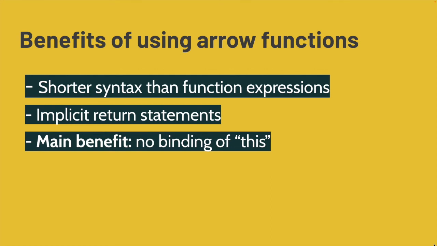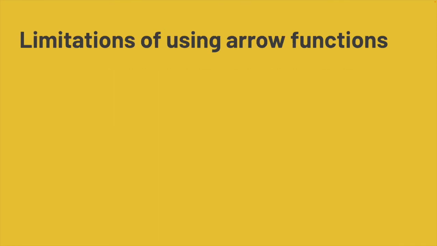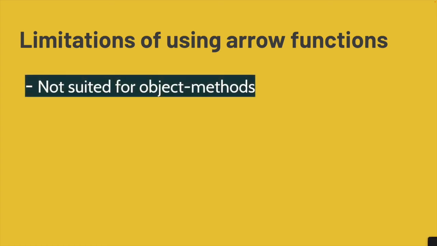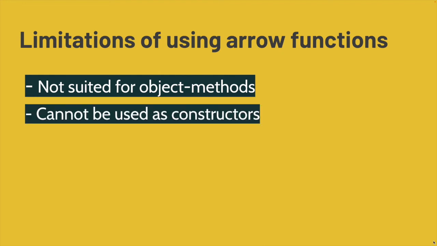Now let's look at some of the limitations. Some of the limitations of using arrow functions are that they are not suited for object methods. This is because arrow functions do not rebind the value of this. And so when using an arrow function as an object method, the this will point to the parent scope. They also cannot be used as constructors for this reason as well. It is best to use function expressions as constructors.